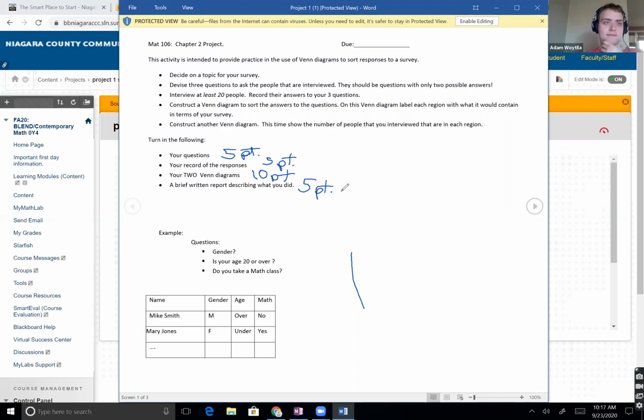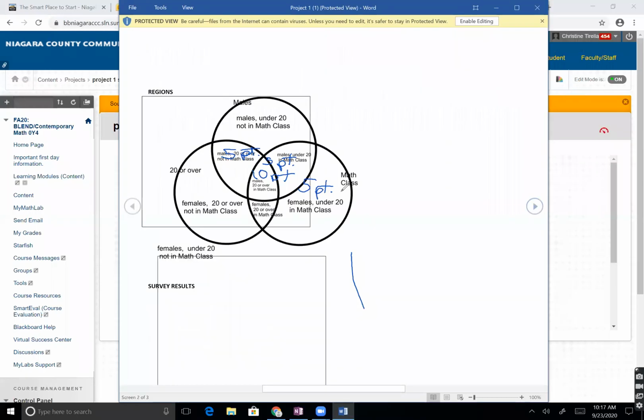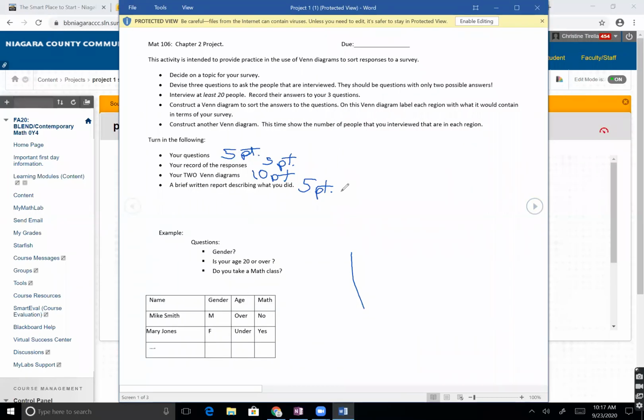Do you have to ask those questions, or can you make your own? You're making your own questions on whatever you want. So you might ask people about pets. I think I've had people ask, do you have a cat? Do you have a dog? Do you have a goldfish? I've had people ask about, do you work? Just anything that interests you.